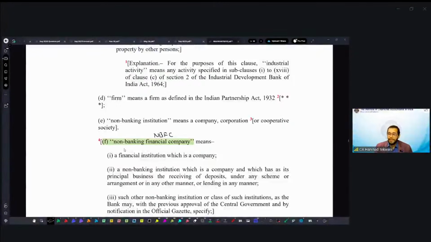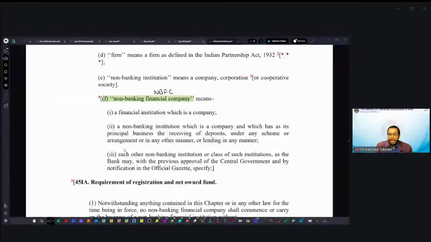What does the definition say? NBFC means a financial institution which is a company. That means no LLP or other form of entity. But as of now, we will not go on that track. The first part is financial institution. A non-banking institution which is a company, and very important, which has a principal business of receiving deposits under any scheme or arrangement or in any other manner, or lending in any manner.